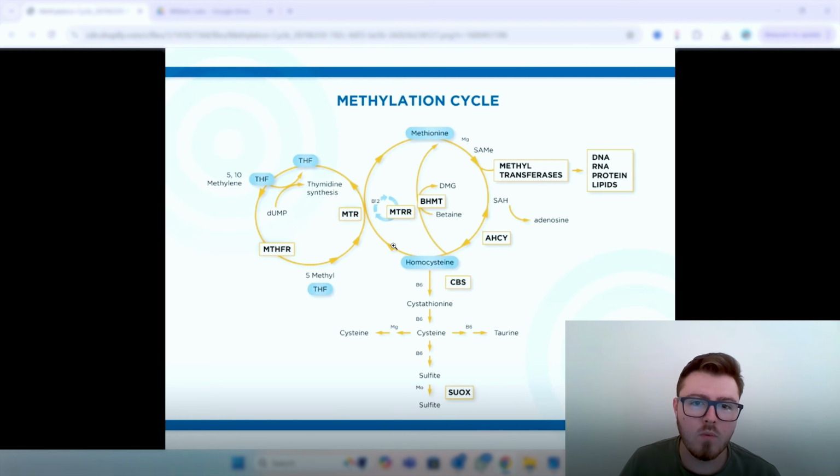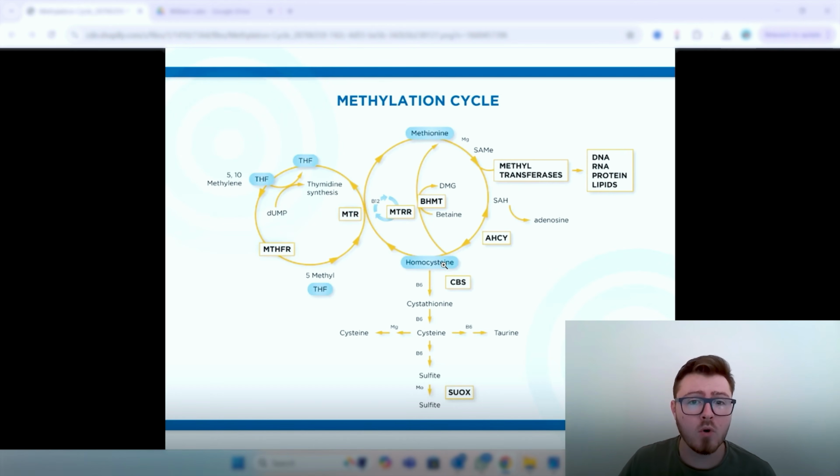The main reason that we want this one to spin is we want to convert homocysteine. If homocysteine is high, and this is one of the best tests you can do to see if you're not methylating well, you could do a blood test and test your homocysteine levels. If your homocysteine levels are high, that's pretty much a guarantee that you're not methylating well. If they're low, it doesn't necessarily mean you are methylating well, but it's more likely that you are.